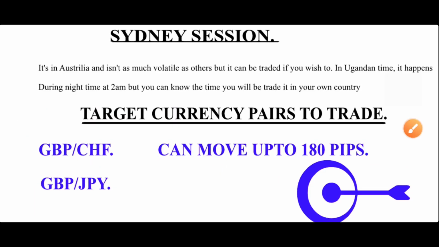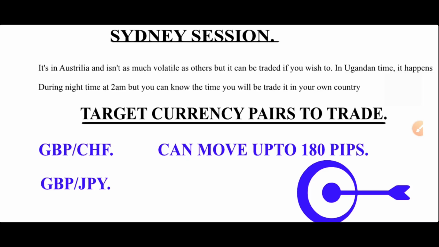So let's look at the Sydney session. It is in Australia and it isn't as volatile as the others, but it can be traded if you wish to. In Ugandan time, it happens around 2 a.m. at night. But you can know the time to trade in your own time if you use the app that can track the time sessions for you.